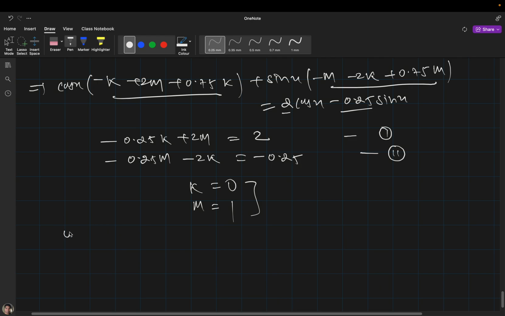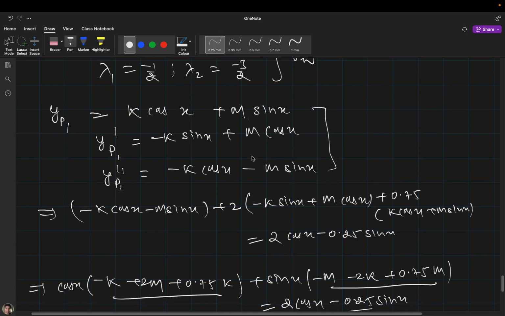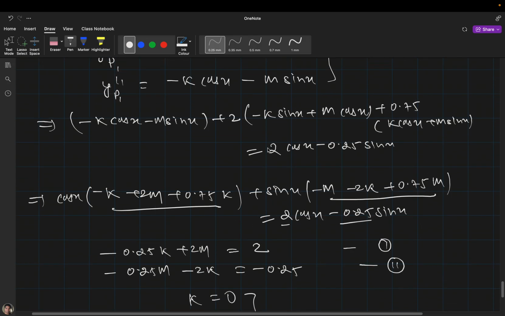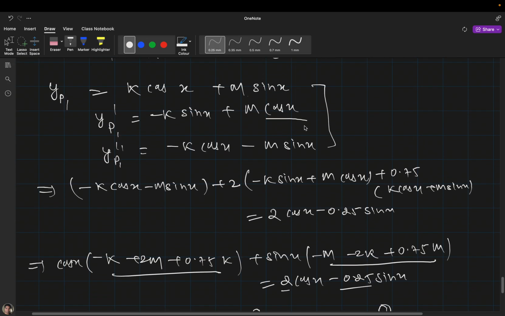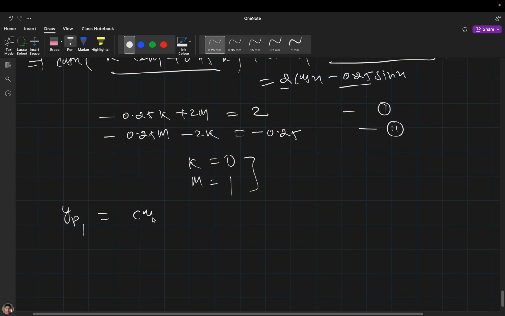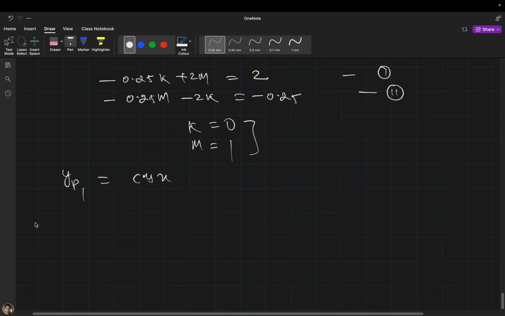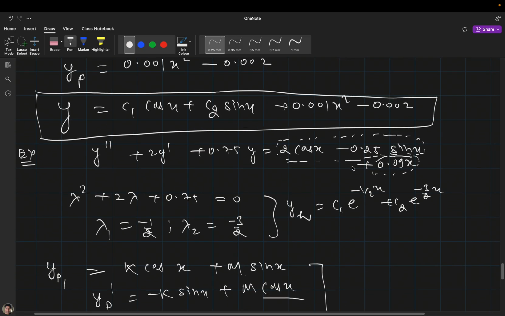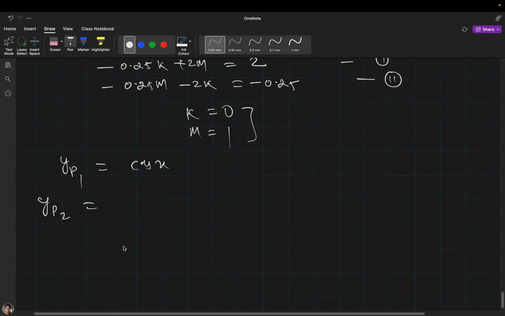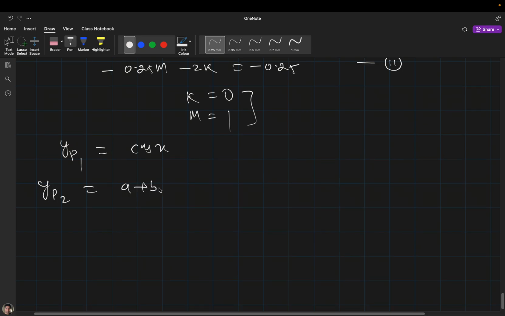So simply, what will be the yp1? Yp1 will be this only. You can see m equal to 1, which means that I can write only this. So this is just sufficient to solve that. Now again I will solve for the yp2. Okay, so that is only this form, so I can write a plus bx.